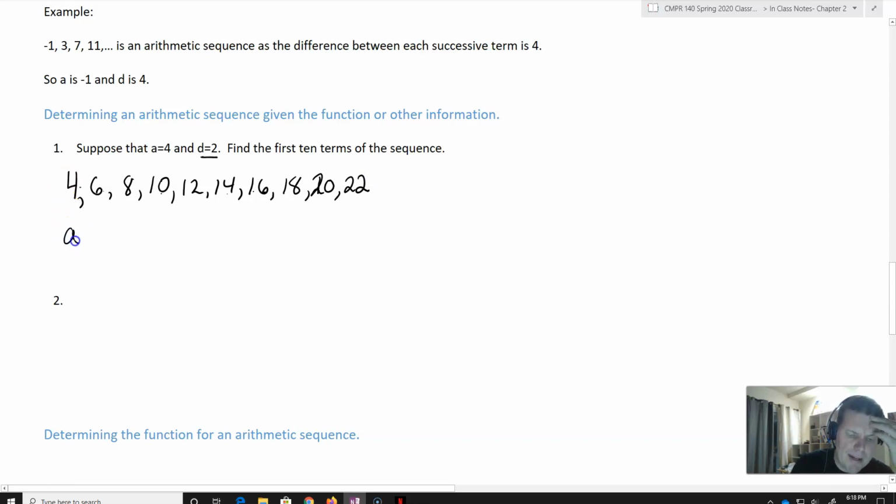If I were to write the actual function, it's going to be an equals 4 plus 2n. And that's literally how you write an arithmetic sequence: the initial term, and d, the common difference.